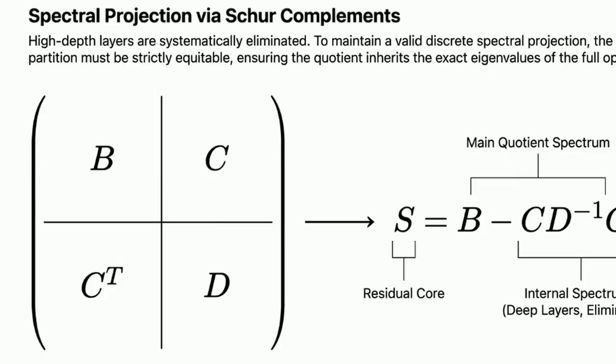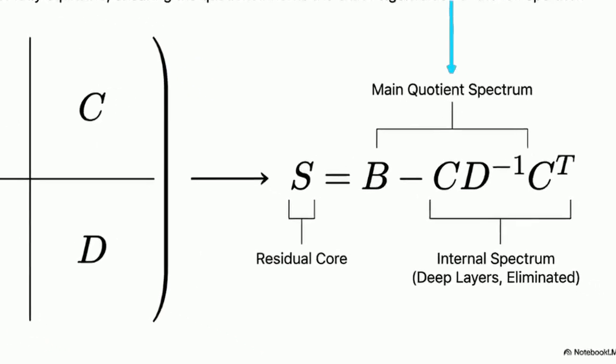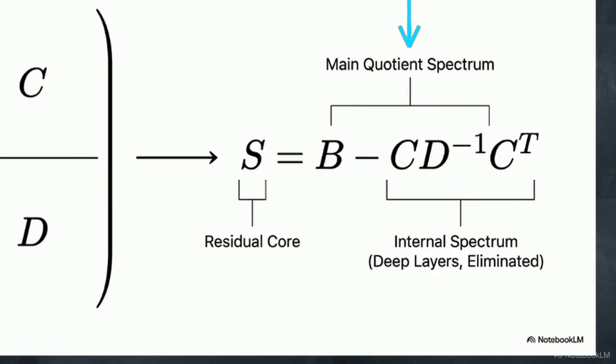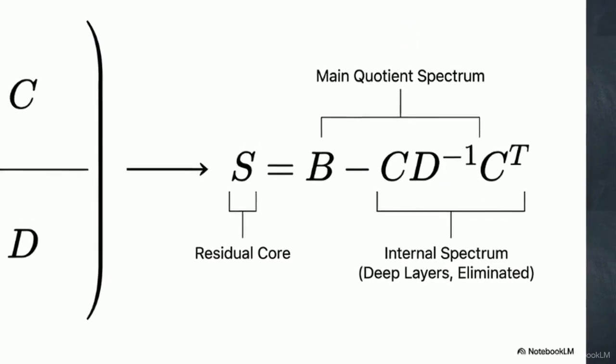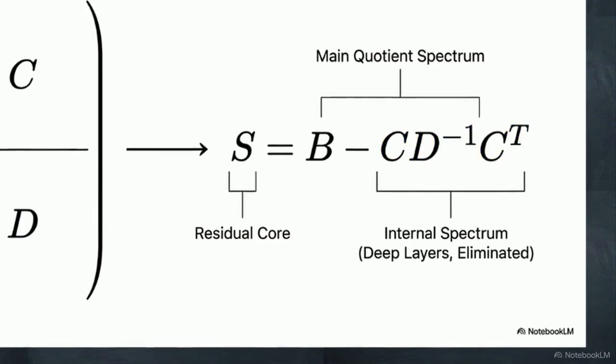This is the Schur complement equation, displayed alongside a matrix partitioned into 4 quadrants: B, C, C transpose, and D. We use this formula to separate the known Collatz cycles, the main spectrum, from any potential anomalies hiding in the internal spectrum. By computing S equals B minus C times D inverse times C transpose, we mathematically eliminate the deepest layers of the graph. The internal spectrum is discarded entirely, leaving us with only the residual core.